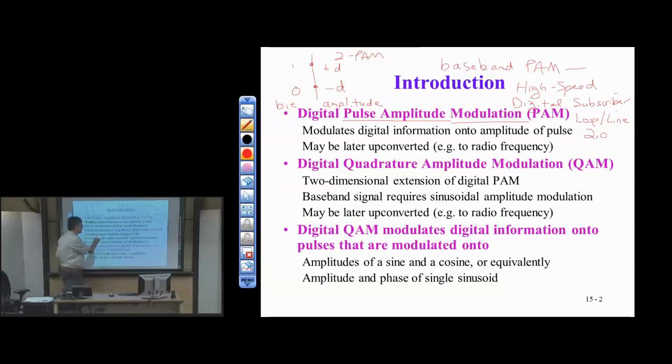amplitude modulation. Now for quadrature amplitude modulation, we're going to have a two-dimensional extension of PAM. So I'm going to have 2 PAM signals being transmitted together. We've looked at this already, but just to review here, it's a two-dimensional extension of digital PAM. So I have 2, at least at the transmitter side, independent PAM signals combined into one QAM signal.